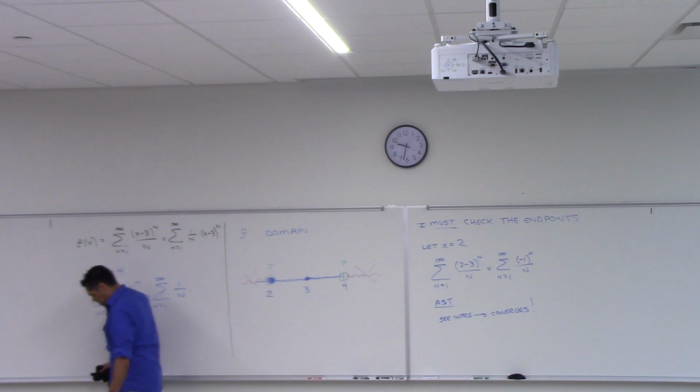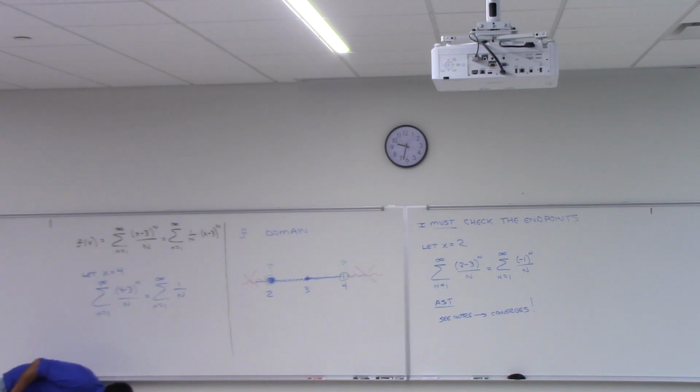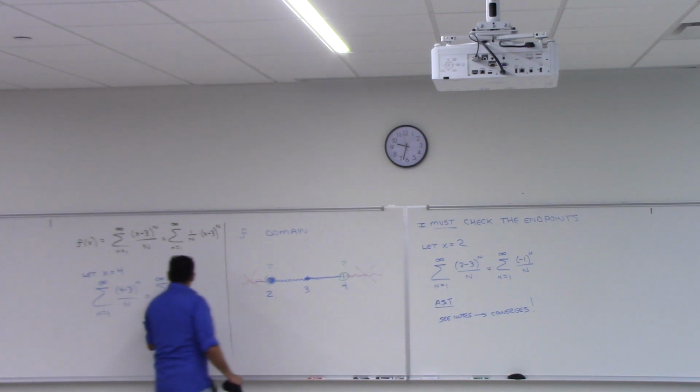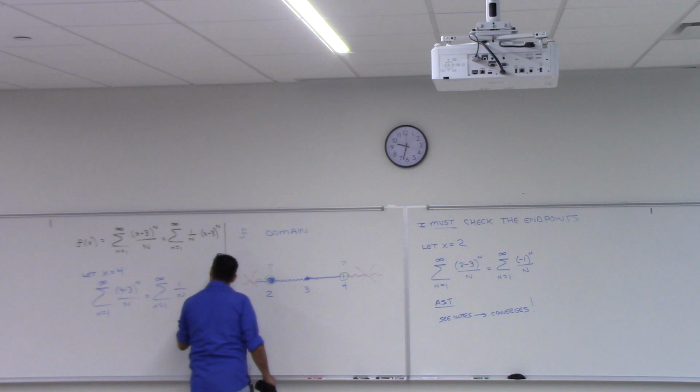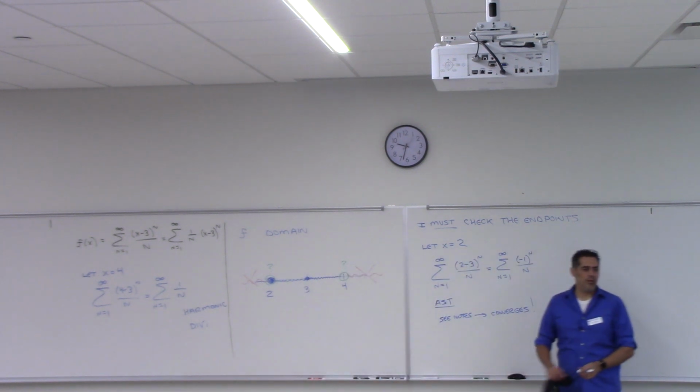Okay, what? Harmonic. What do harmonic series do? Diverge. Harmonic diverges. Bam. Do I want to include 4? No, I do not want to include 4.